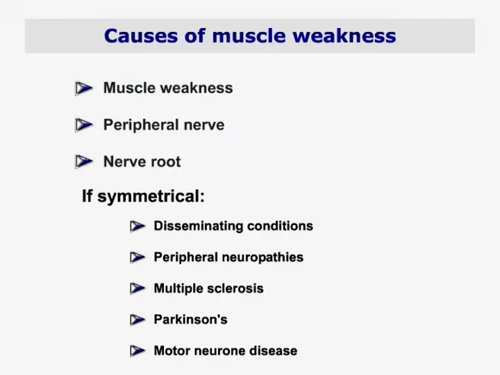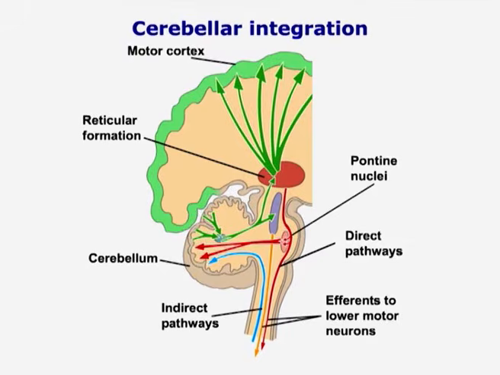During the above maneuvers, you should be trying to differentially diagnose their different etiologies. Is it muscle weakness or is it peripheral nerve or nerve root involvement? If symmetrical, think of disseminating conditions, peripheral neuropathies, multiple sclerosis, Parkinson's, and motor neuron disease. Don't forget, of course, the functions of the vestibular system and the basal ganglia and the cerebellum. It is beyond the aims of this presentation to cover each of these areas, but it is essential to revise the relevant pathologies and their clinical manifestations.